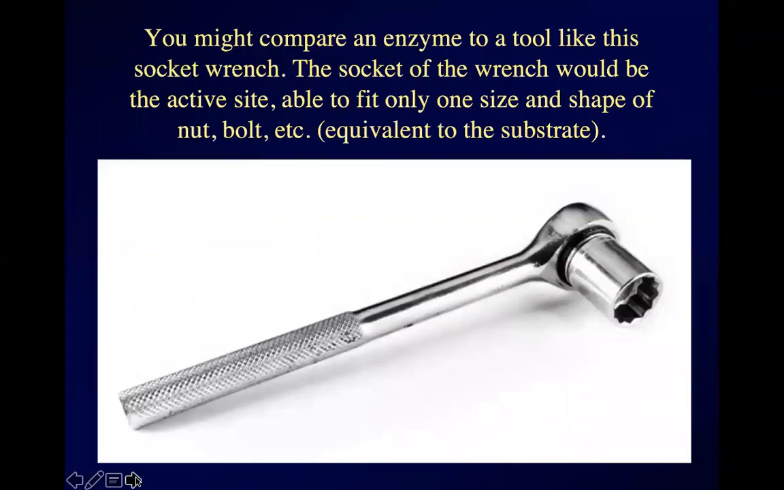All right, you could compare an enzyme to a tool like a socket wrench. The socket of the wrench would be the active site, and only one size or shape of nut or bolt can fit into the socket. So in this case, the nut or the bolt would be the substrate. The socket wrench, the whole thing would be the enzyme, and that enzyme's active site would be the socket on the wrench.